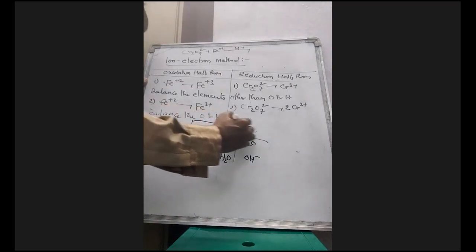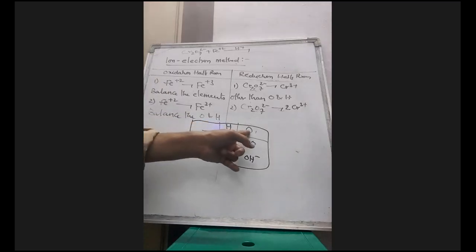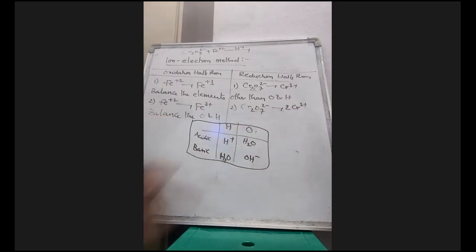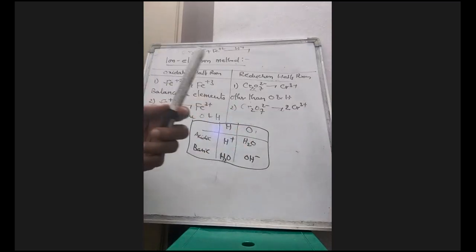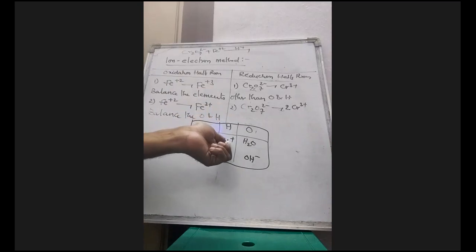The balancing of hydrogens and oxygens may not happen in a single step. We may need to iterate the process until the oxygens and hydrogens are balanced. In the case of acidic medium, to balance hydrogens, we add H plus ions, and to balance oxygens, we add H2O molecules. Now, I am balancing the given redox reaction in acidic medium. That's why to balance hydrogens, I have to add H plus ions.